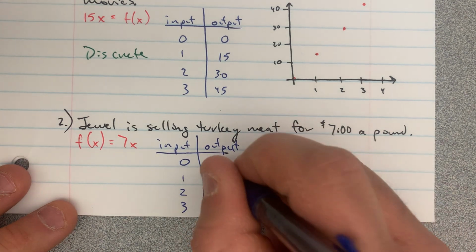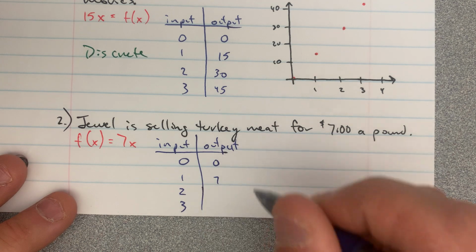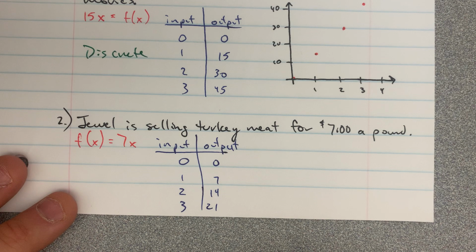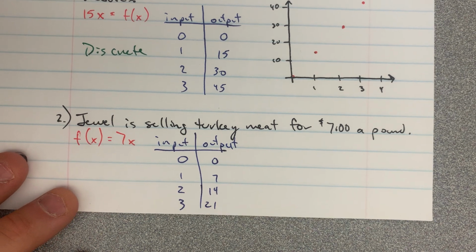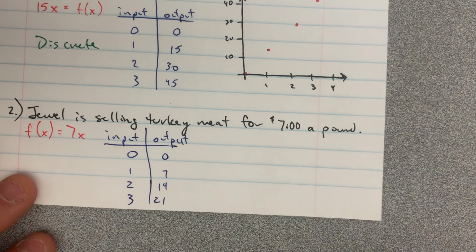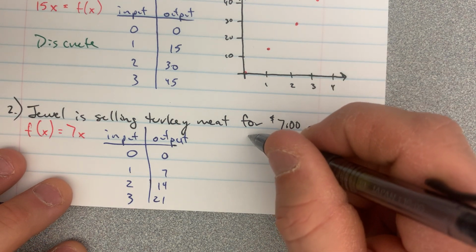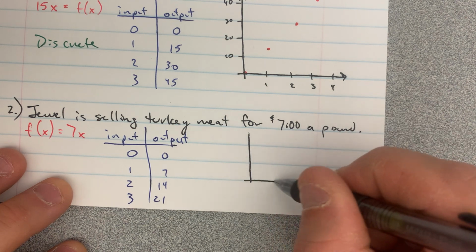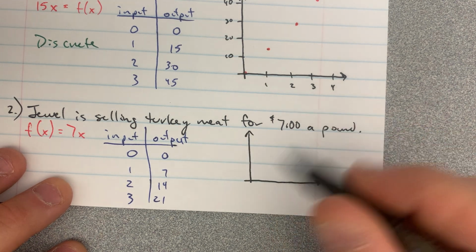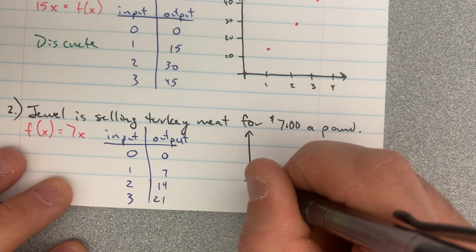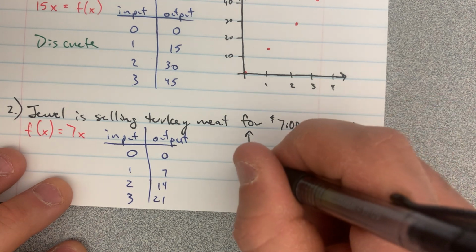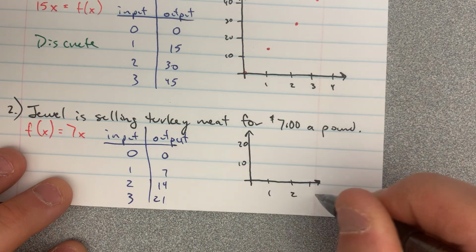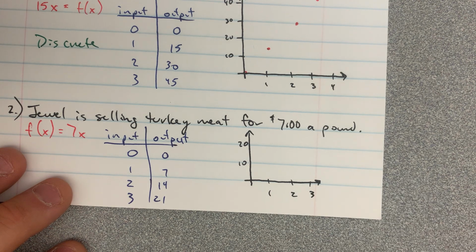So 0 pounds cost me $0. 1 pound would cost me 7. 2 would cost me 14. 3 would cost me 21. Now the question is, when I graph this, what's my graph going to look like? So we'll do the same type of stuff that we did before. Should we go by tens again? Sure, let's go by tens. 10, 20. We'll go over here by 1, 2, 3.